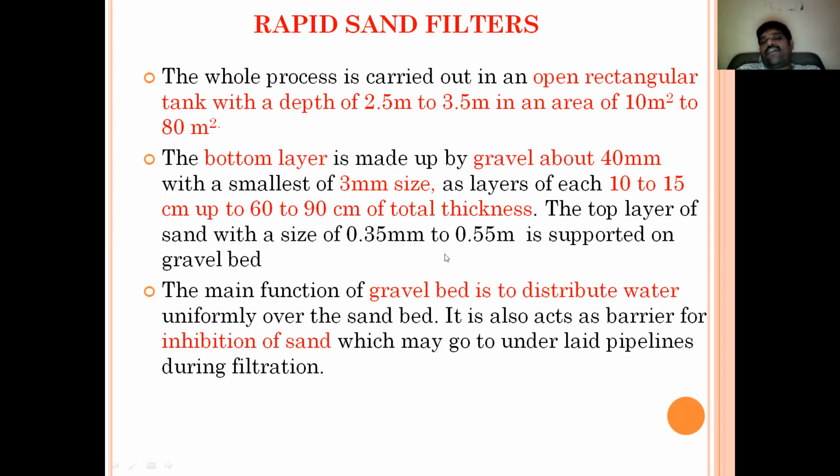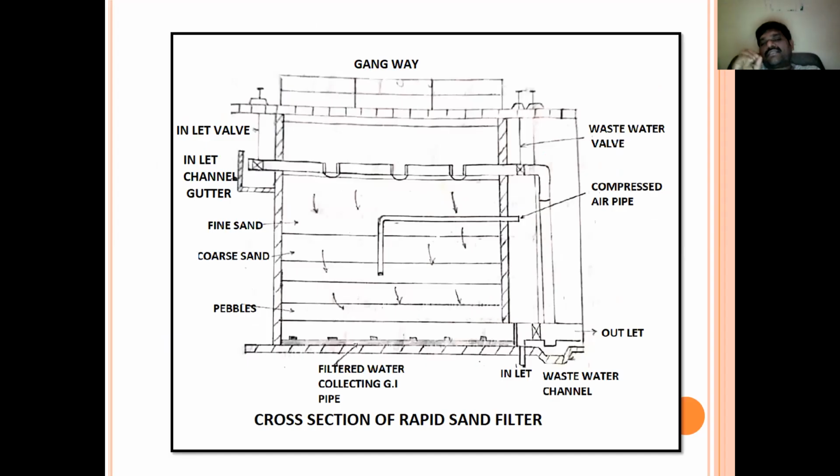What is the function of this gravel bed? To support and to distribute water equally and uniformly, and also the gravel won't allow the passage of sand through it. If sand enters the underlying pipelines, they may be damaged. That is the reason the gravel bed acts for two purposes: one is distributing water uniformly, and also it won't allow the entry of sand which may disturb the underground pipelines. See here, this is the structure you must remember.